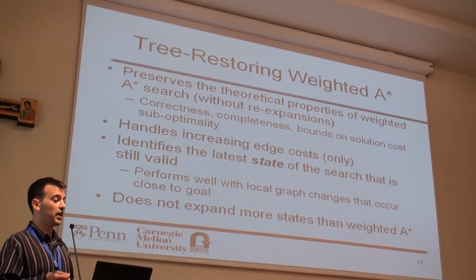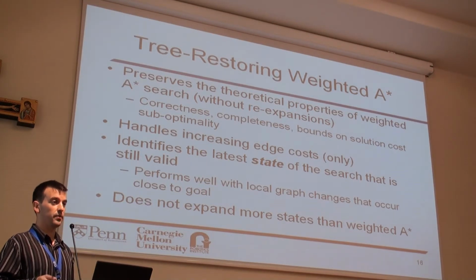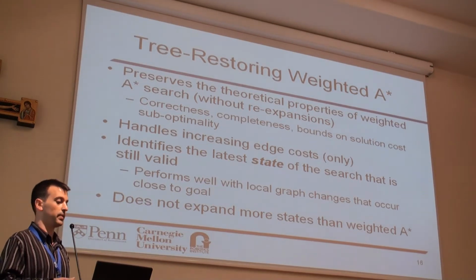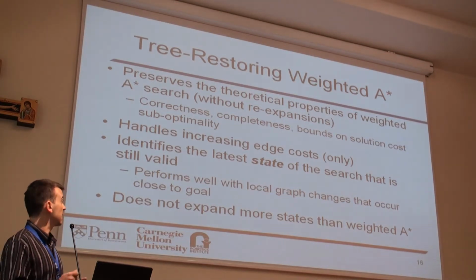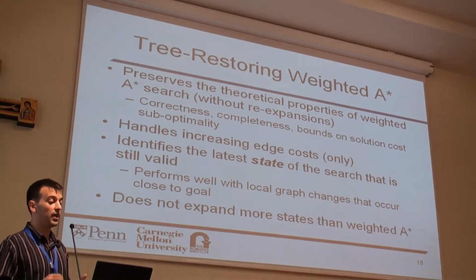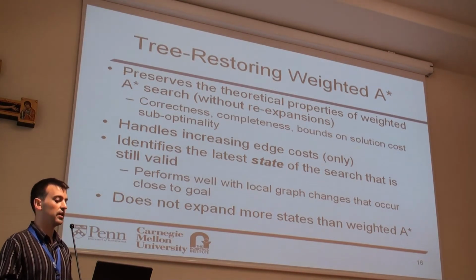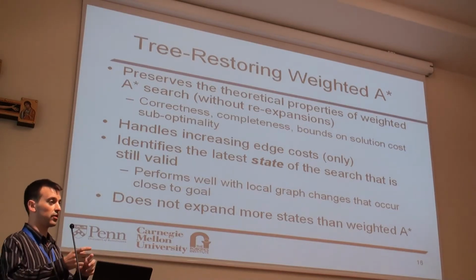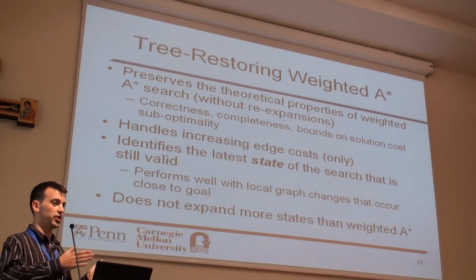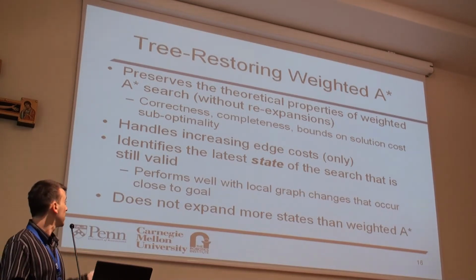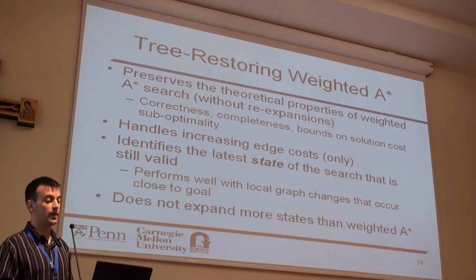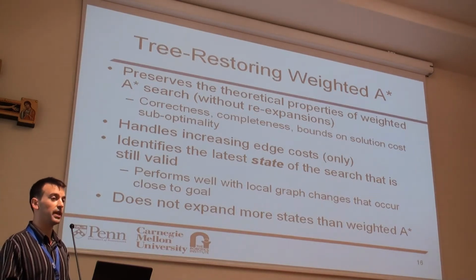But this is fine in the context of planning with adaptive dimensionality, because for planning with adaptive dimensionality, we're only increasing edge costs anyway. It identifies the latest state of the search that is still valid, which means that it performs really well with local graph changes that occur closer and closer to the goal. So we have larger and larger portions of the search tree that we can reuse. And also, it never expands more states than starting weighted A star from scratch.